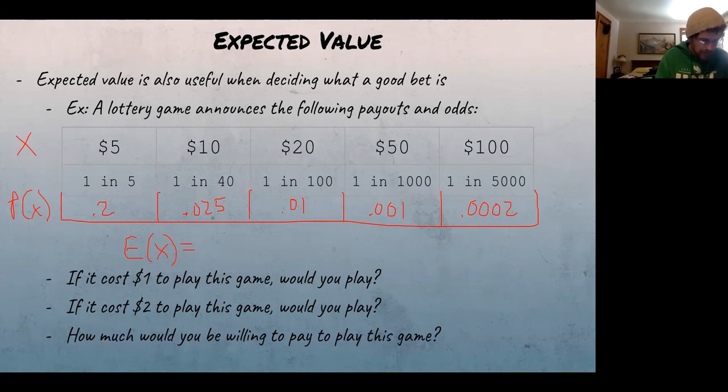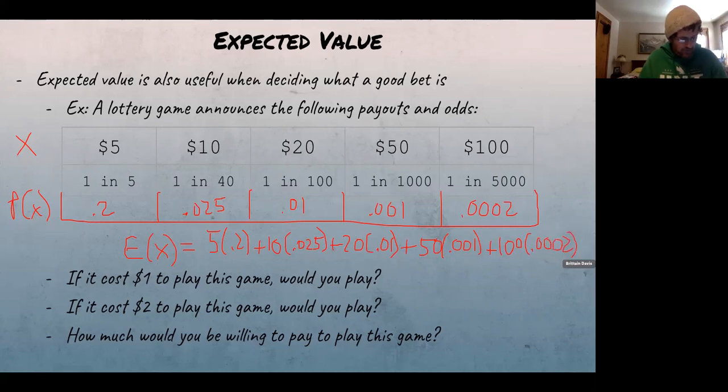All right, so now we're just adding them all together. So 5 times 0.2 plus 10 times 0.025 plus 20 times 0.01 plus 50 times 0.001 and then 100 times 0.0002. So if I do that, let's see what the answer is.